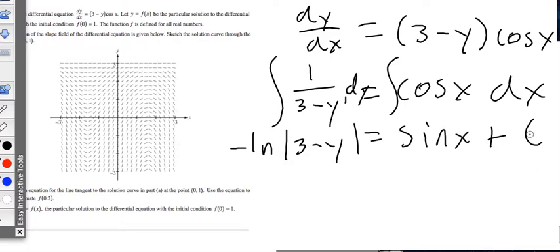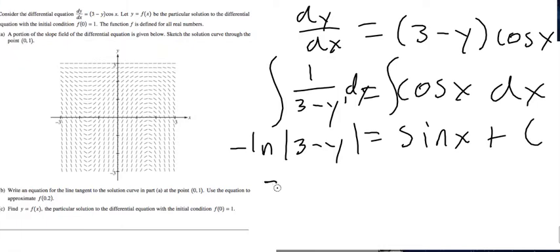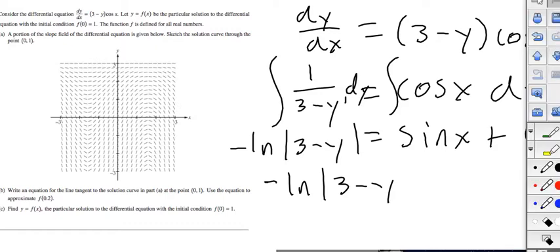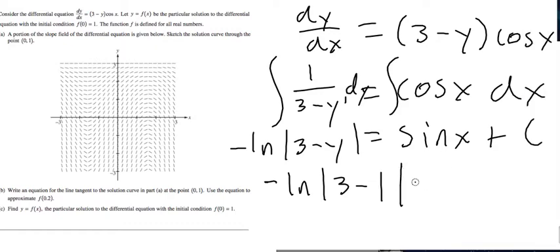The next thing we want to do is solve for our c value, and we're going to use our initial condition. So we're going to have negative natural log, absolute value, 3 minus 1, equals the sine of 0 plus c.